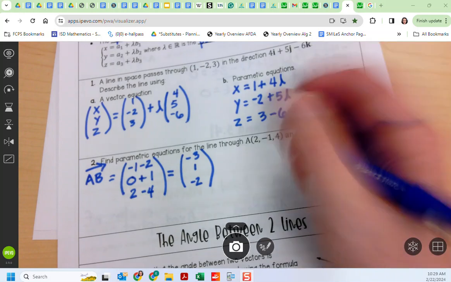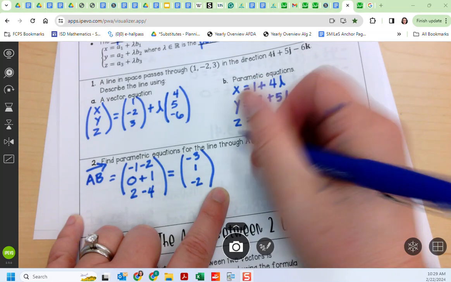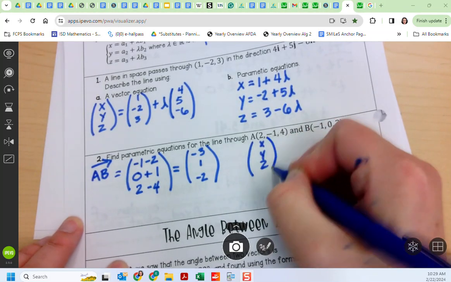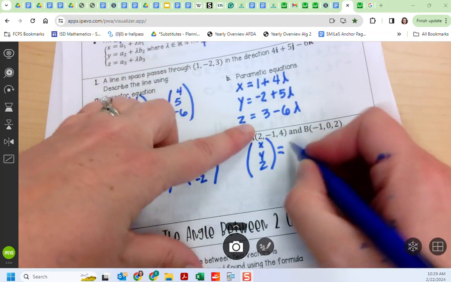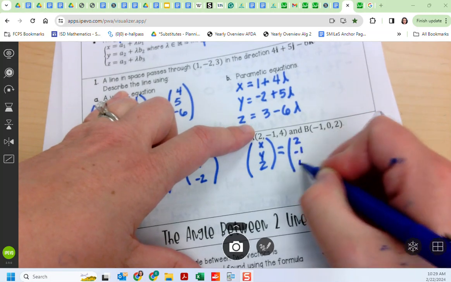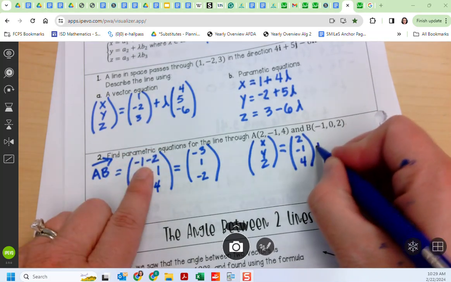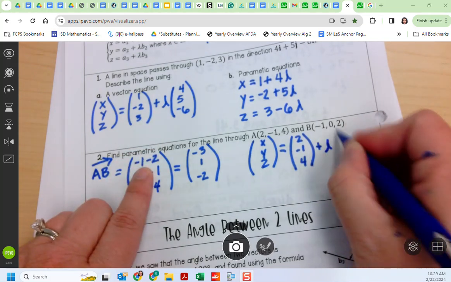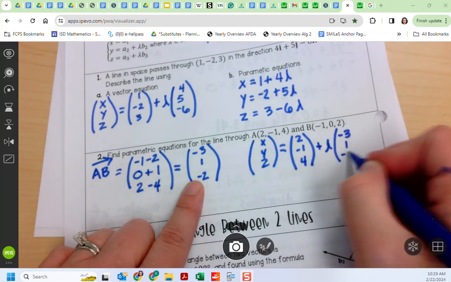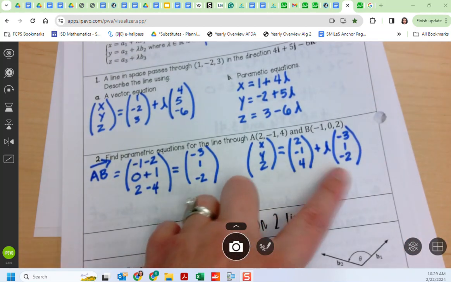So the equation, I'm going to write it out first before parametric form. The equation would be x, y, z equals, choose a point. It was suggested to choose A, but you could just as well choose B. 2, negative 1, 4, plus lambda. And then we need to use the direction vector. A point plus lambda times the direction vector.